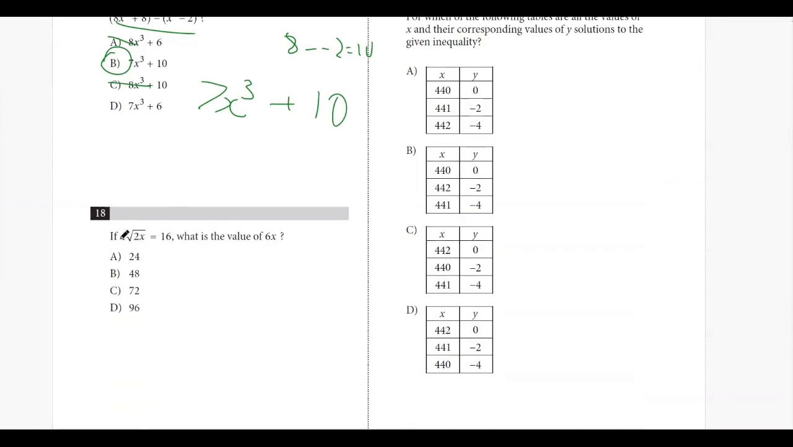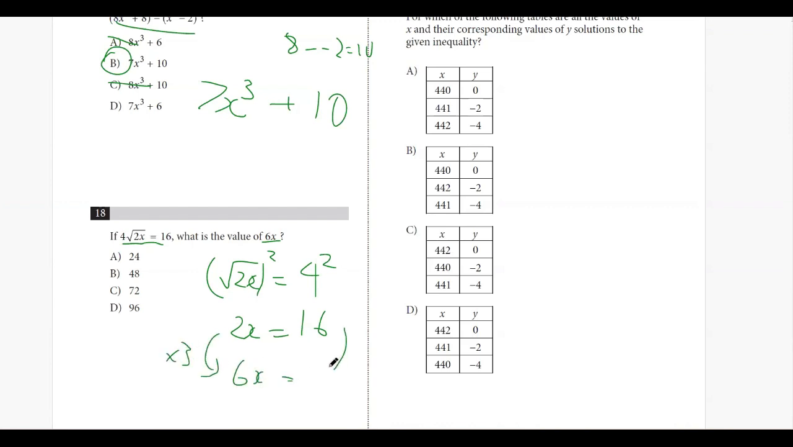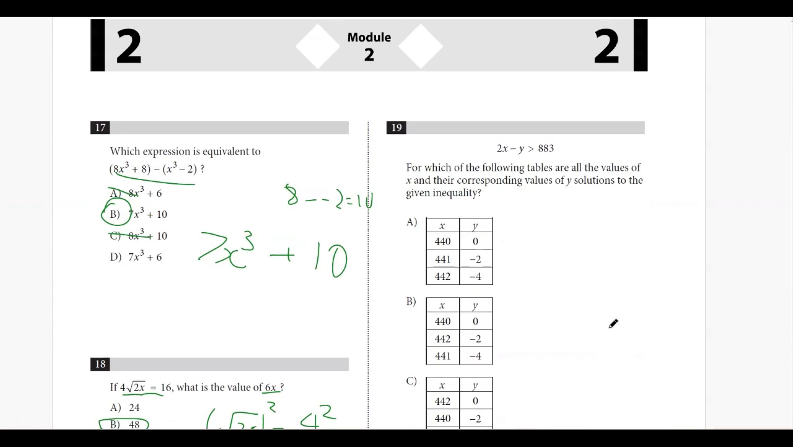If 4 times the square root of 2x is equal to 16, what is the value of 6x? I'm going to divide by 4 on both sides. And I'm going to square both sides. So this becomes 16. How do I go from 2x to 6x? Just multiply by 3 on both sides, and you get an answer of 48. So B is correct.